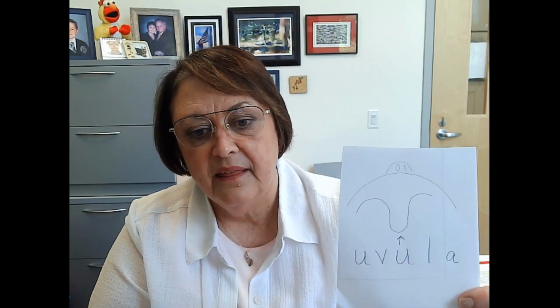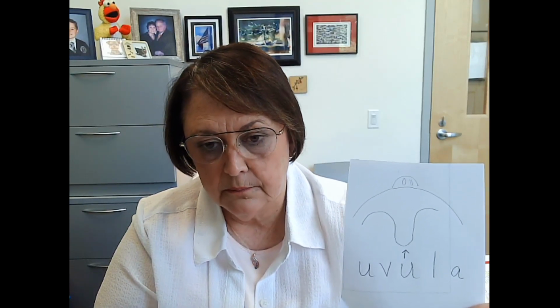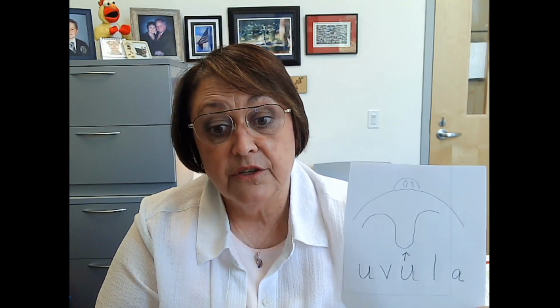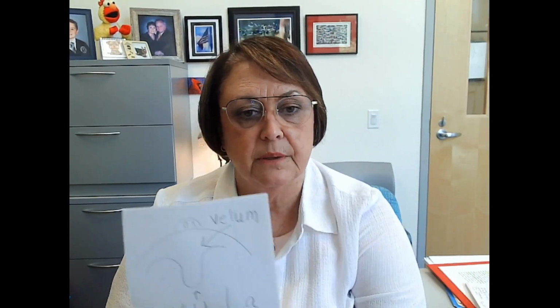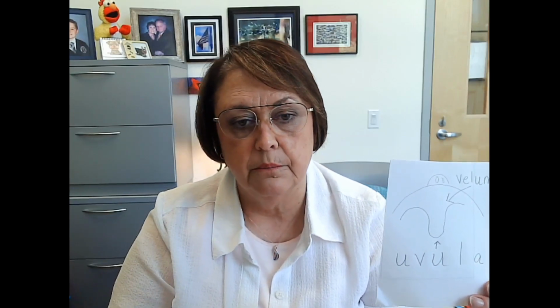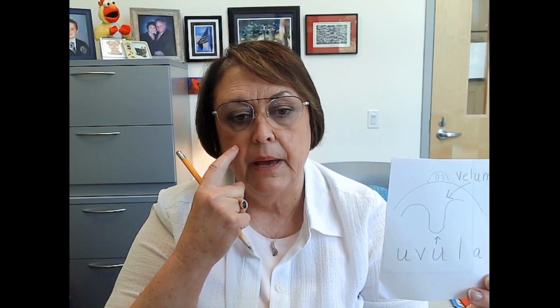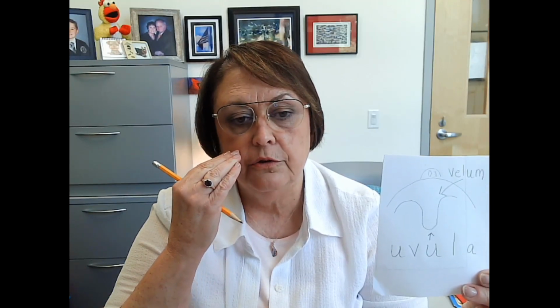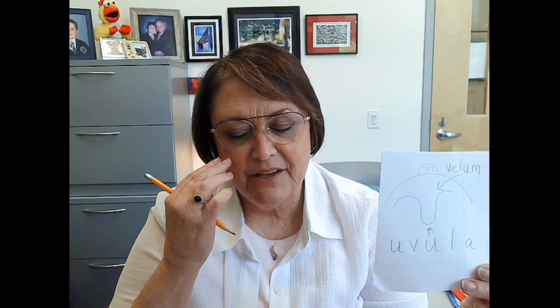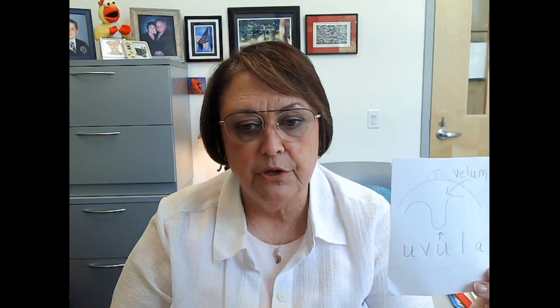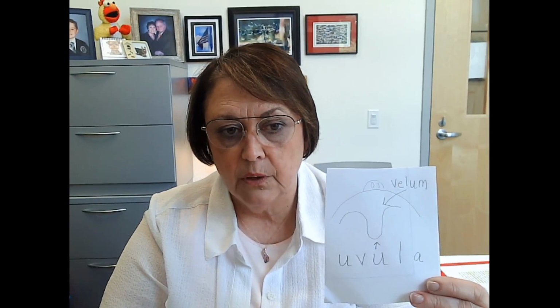Whoops. That's the uvula that hangs down. The soft palate, which is this part here that goes back from the hard palate, is the velum. So you go from the alveolar ridge right behind the teeth, back to the hard palate, then you go to the soft palate, and then you go to the uvula. Okay?